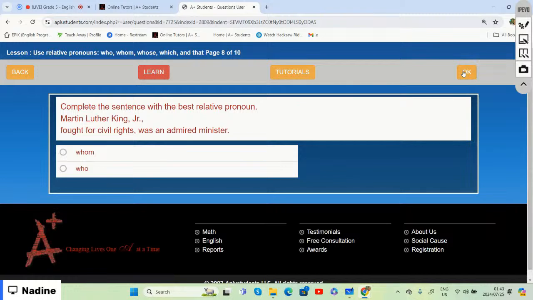If we look at the words like who and whom, who refers to people, it refers to the subject. Whom refers to people, but in the object form. Whose refers to things, that is possessive. Which refers to either an animal or a thing. And that refers to people, things, and animals.